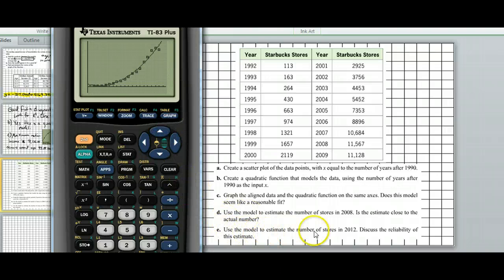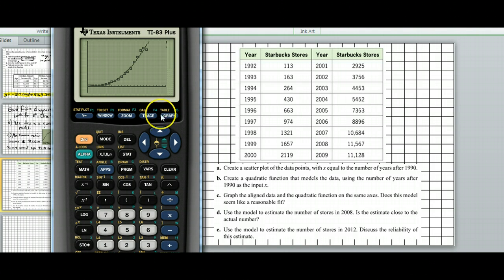Alright, and then use the model to estimate the number of stores in 2012. Our model ends at 2009. 2012 would be 22 years after 1990. Now notice if I hit graph, then trace and I hit 22, well, it tells me error invalid. Now the problem is 22 is not in my window on the graph. Remember, it goes up to 19. So I would need to increase my window to be able to go up to 22. So let's make it go up to like 25. And now hit graph.